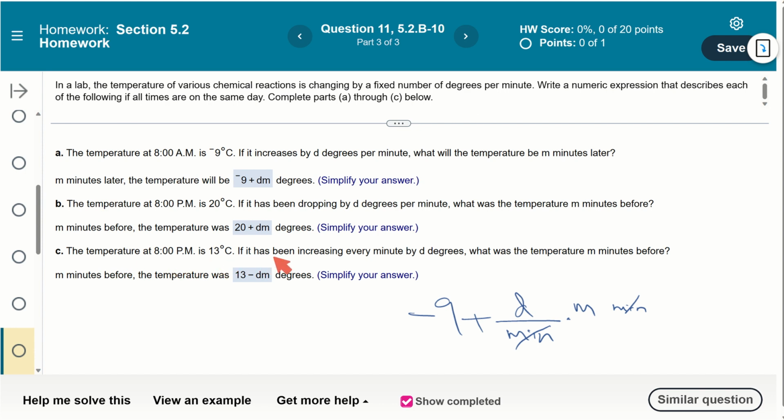The temperature at 8 p.m. is 13 degrees Celsius. It's been increasing every minute by d degrees. What was the temperature m minutes before? Now this one, because it was increasing, that means it was a positive situation. So in the past, you would what? You would have to subtract dm. All right, that's how you would approach something like that.